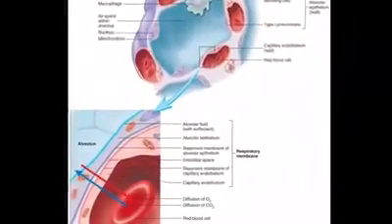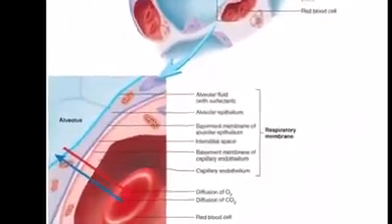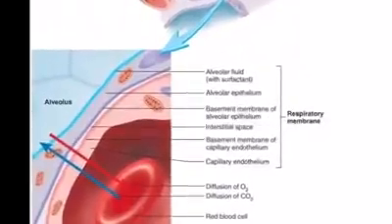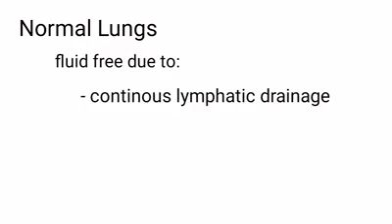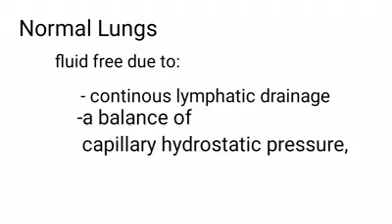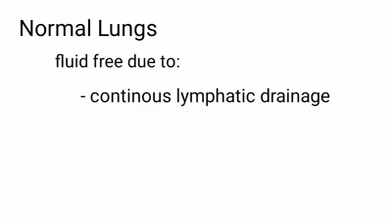When you magnify the walls, there you can see the respiratory membrane where the gas exchange between the air and the blood occurs, and it's very thin to facilitate the diffusion of gases. The normal lung remains fluid-free because of the continuous lymphatic drainage and a balance among capillary hydrostatic pressure, capillary oncotic pressure, and the capillary permeability. In addition, the surfactant lining of the alveoli repels water, keeping fluid from entering the alveoli.